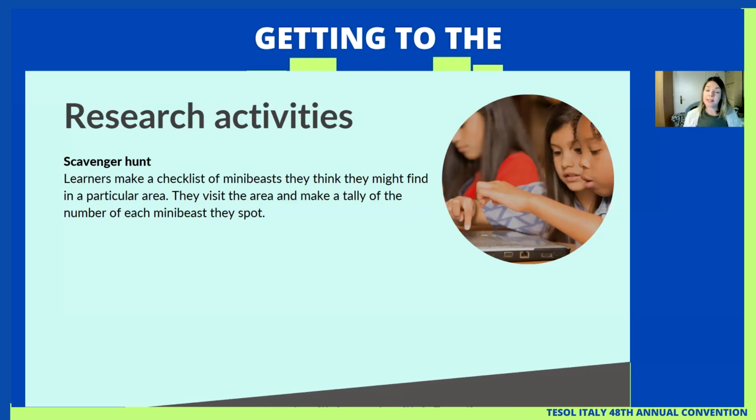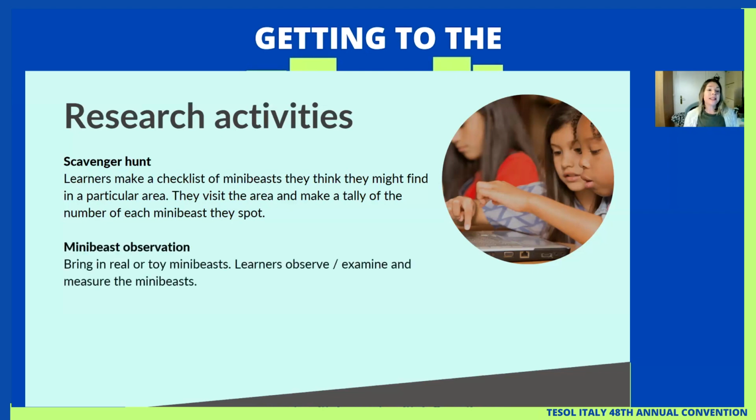You could do this as a class activity if you can take the children outside, or you could set it as a homework activity. Here they are basically just identifying mini beasts, and they're practicing that vocabulary. If this is new vocabulary for them, they'll be practicing writing it, and they'll be practicing when they then share the results.